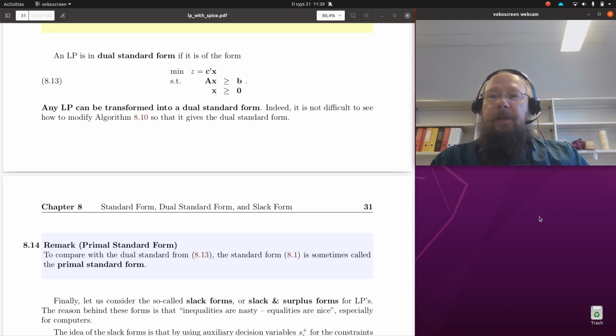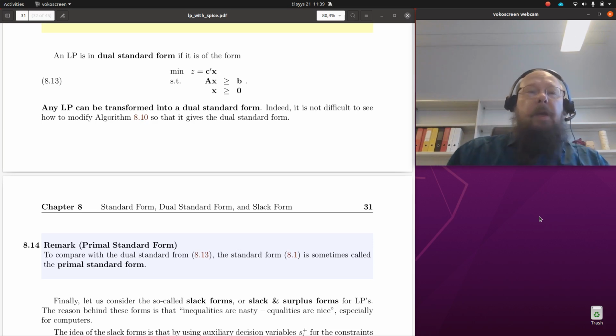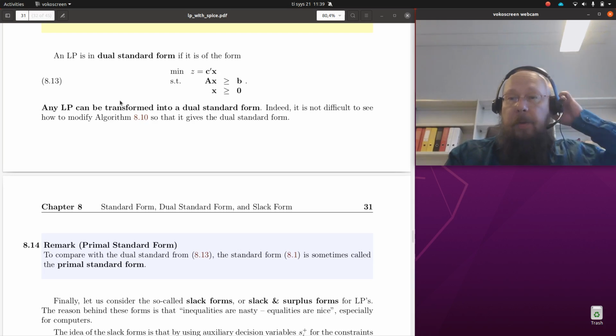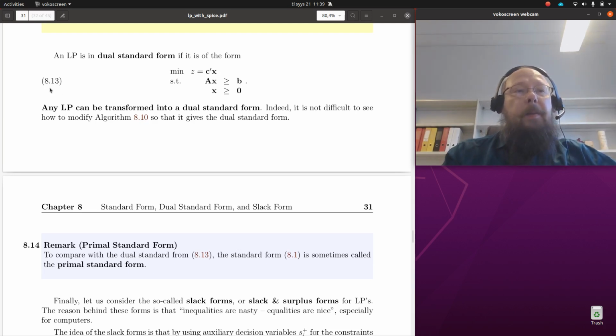Well, if there is a primal, then surprise, surprise, there is a dual. And what is the dual standard form then? The dual standard form is what I call, and many other people also, the form of 8.13 here. So it's a minimization problem: minimize Z = c transpose x, subject to A, the technology matrix as before, A times x, and now it's bigger than or equal to b. And we have sign constraints always.